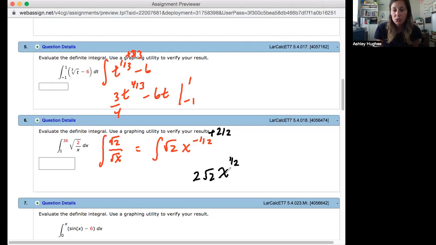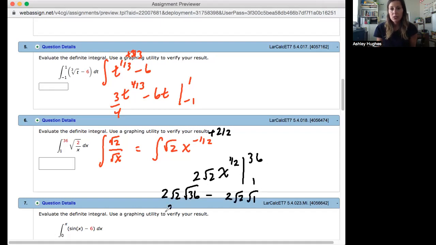You're going to have 2 root 2 in front, which is like an ugly answer in front. You have 1 and 36. So 2 root 2 and the x, x to the 1/2, that's the square root of x. So square root of 36 minus 2 root 2 square root of 1. Well, the square root of 36 is 6, and the square root of 1 is 1. So we have 6 times 2, that's 12 root 2, minus 2 root 2.